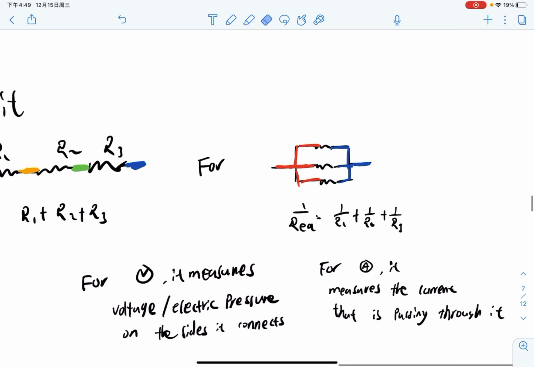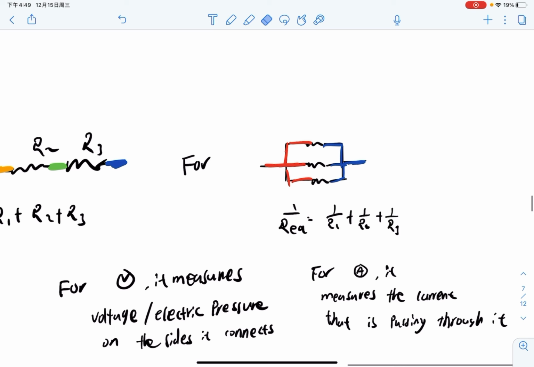And for the parallel circuit, the equivalent resistance is given by 1 divided by R equivalent is equal to 1 divided by R1 plus 1 divided by R2 plus 1 divided by R3.